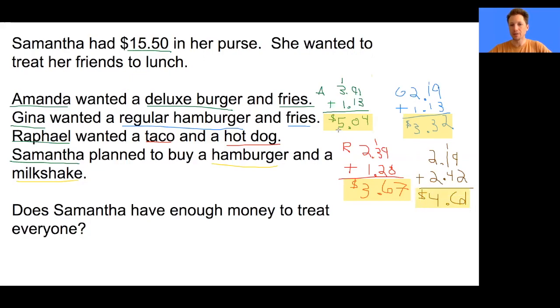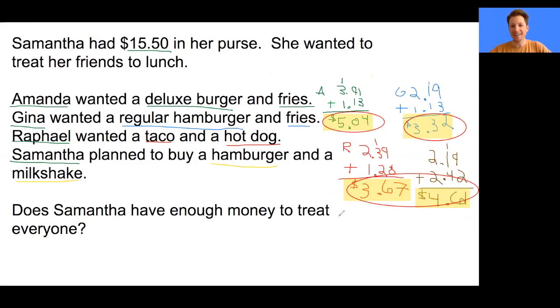So what I sort of like to do, I like to have a look at who cost the most and do a little comparison in my head. I see that Amanda's order cost the most, that's $5.04. And then Gina's order cost the least, that's $3.32. And then we had these other two answers. And what we're going to need to do is add up all of those together. So we'll take this away because we're making it a little smaller to give me some more space.